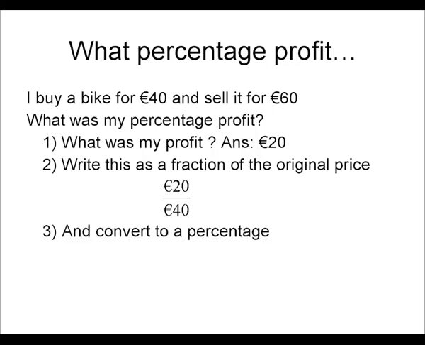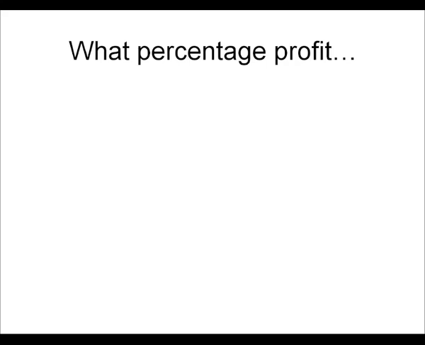Then you convert to a percentage. To convert from a fraction or a decimal to a percent, you multiply by 100. So 20 divided by 40 gives you 0.5. To convert to a percentage, you multiply by 100 and add the percentage symbol. So that's 0.5 times 100, which is 50%. And in the questions that you're going to be asked, you put your answer in, you just type in 50%.